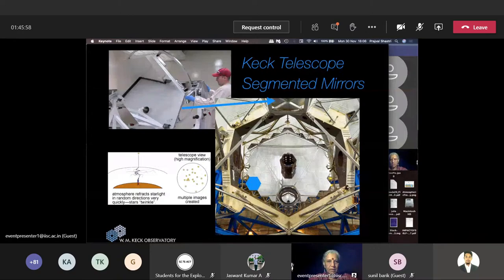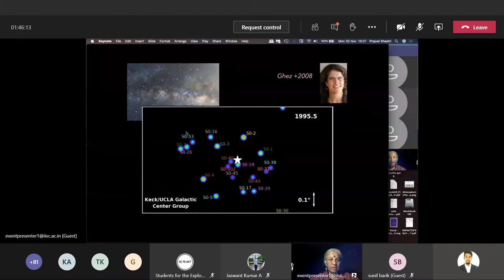and Keck's segmented mirrors allowed it. So this image shows this hexagonal segment, and each of them has a control which enables this correction to be done. And so this now shows the result that Andrea Ghez and her collaborators got.